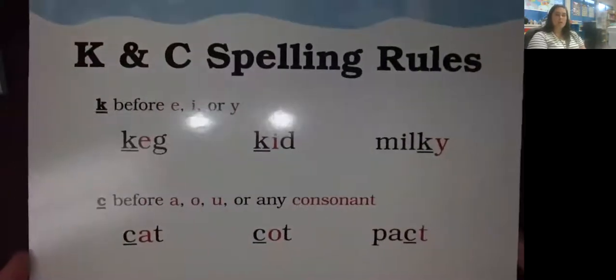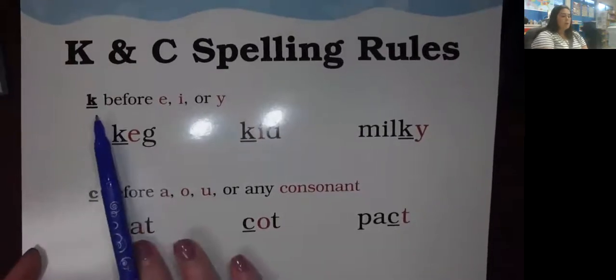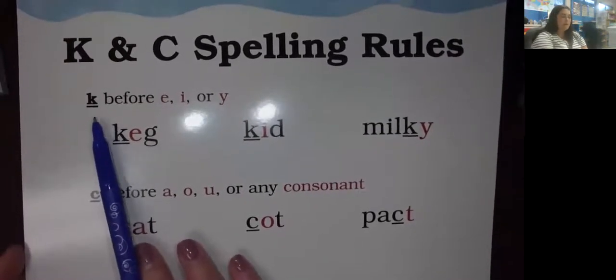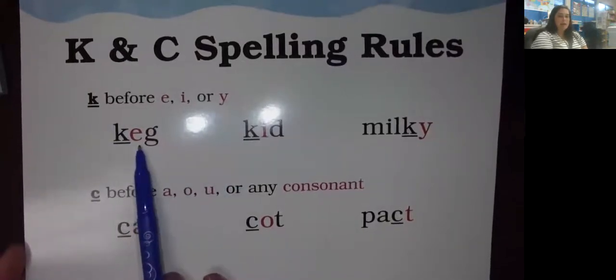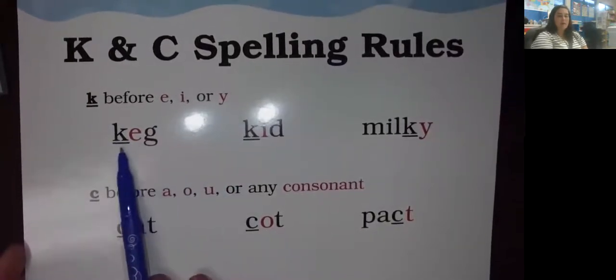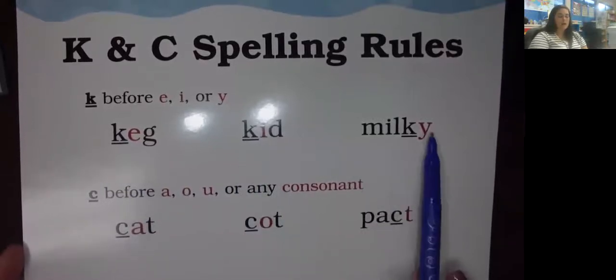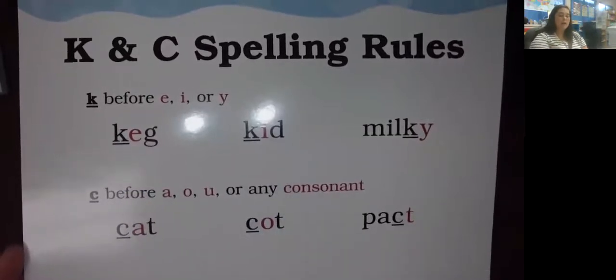Okay? So I'm going to show you our spelling rule card here. Okay, this will be hung up in our room. So you're going to put a K for the K sound if it comes before E, I, or Y. Like in keg, if it comes before E, it's a K. If it comes before I, it's a K. And if it comes before Y, it's a K.